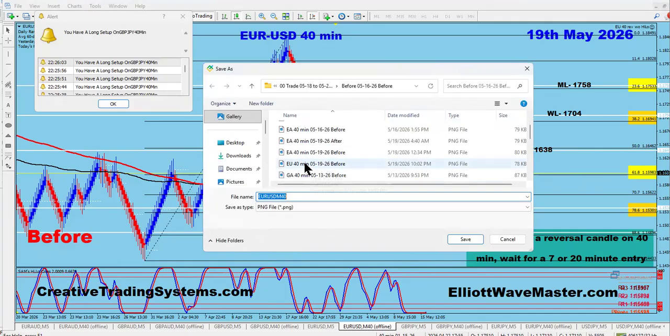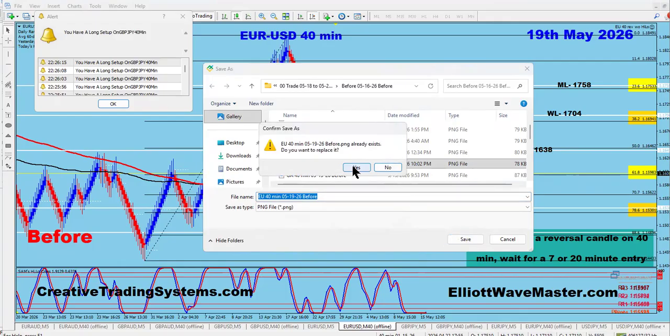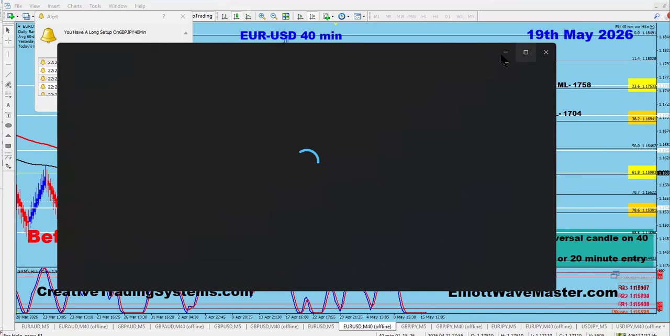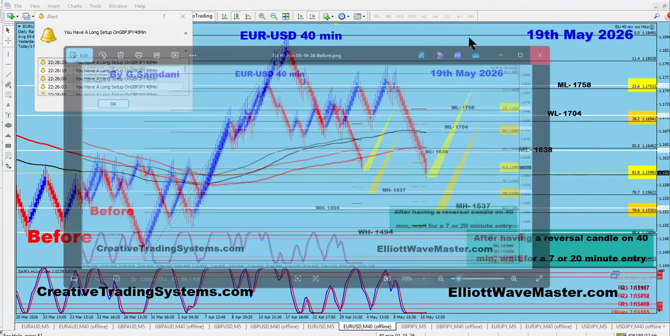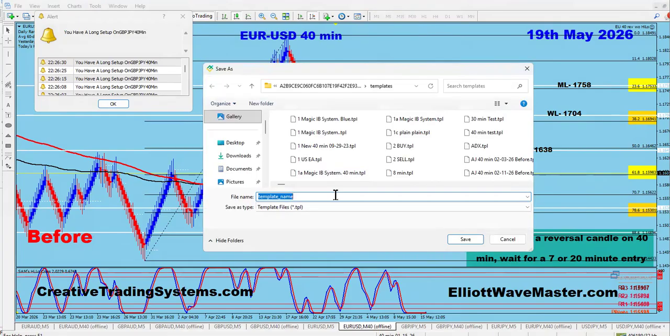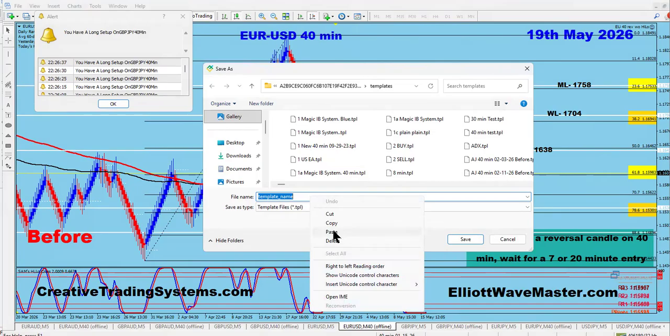I think I saved it, but I'm going to save it again. And I'm also going to save the template just in case the chart gets messed up. I can always get it back. Why is it slow? It was working fine a little while ago. MT4 is very slow right now. I have 4 MT4 open on this computer, so that's another problem.